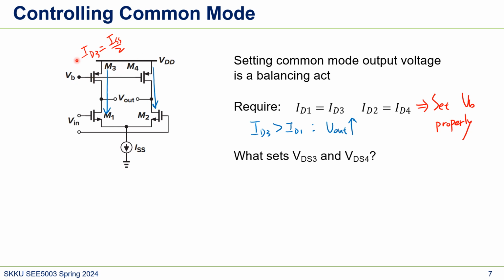If this VB is wrong, then VL will change, right? Eventually this VL will go to some stable point, but that point will not be in a good position. So the question is how do we set this value? VDS3 and VDS4 mean the VL DC. So how can we set VL DC well? Which means, how can we set VB properly?